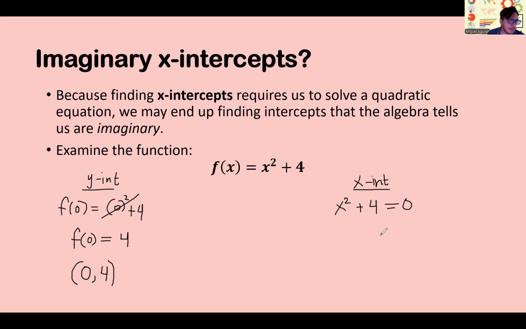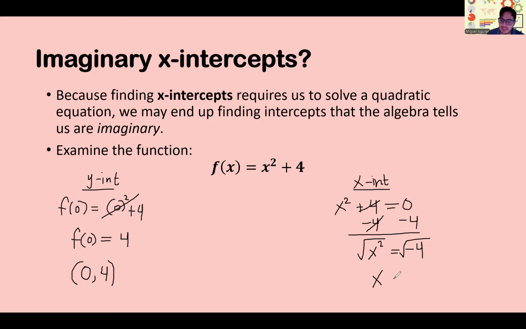What's the first step? -4. Yeah, -4. No need to be shy here. It's a pretty respectable and small quadratic equation. So we have x squared is equal to -4. And then what do I do? Square root. Yeah, use the square root property, take the square root of both sides.